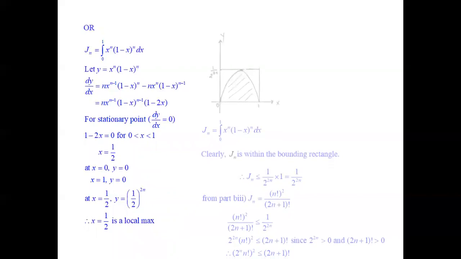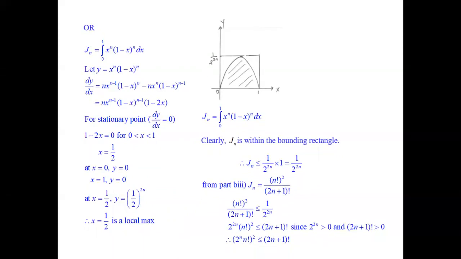Okay, this is another method here. What the student did was to treat the function as x to the n, 1 minus x to the n, differentiate it, find the stationary point, and they found that x equals a half is a local maximum. They should have a graph drawn here with some justification so that you can see clearly Jn is less than or equal to 1 over 2 to the n times 1. If they got that far, then they can just substitute, rearrange it, and get to the result.